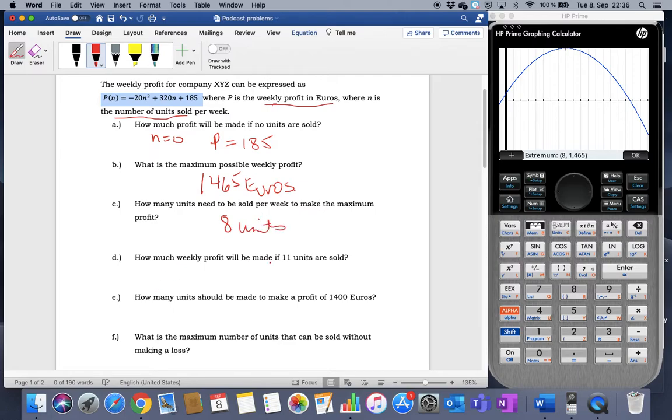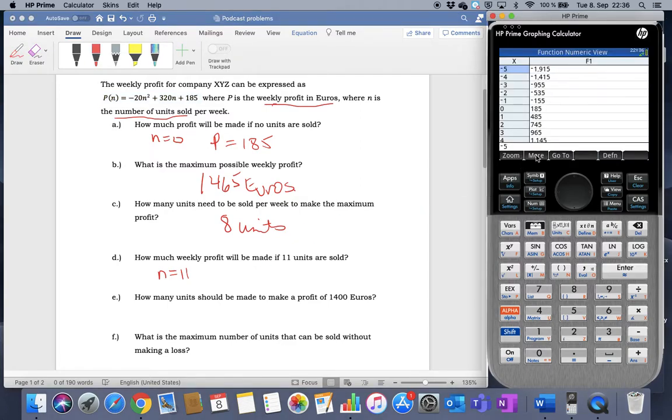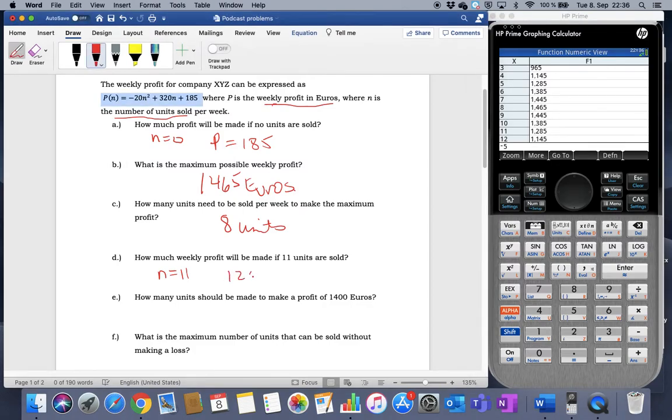How much weekly profit will be made if 11 units are sold? So now they're asking us if we put in N equal to 11, what is that profit? We're going back now to the table, and this time we want to look for X equal to 11, and that is 1285 euros. Sorry for my bad writing.